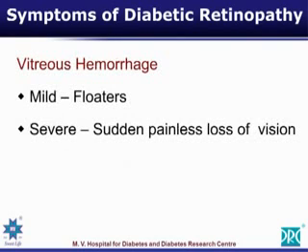Once vitreous hemorrhage occurs, if the vitreous hemorrhage is going to be mild, the patient will complain of floaters, like small flies flying about in his eye. If the patient has got a severe vitreous hemorrhage, there will be a sudden painless loss of vision. I am stressing on the word painless, because once there is pain, the cause is probably something else. If it is a painless sudden loss of vision and the patient has been a diabetic for 20 years, probably it can be a vitreous hemorrhage that has occurred.